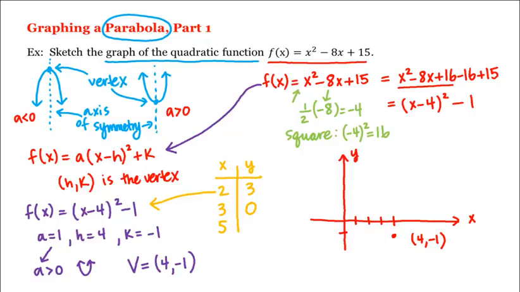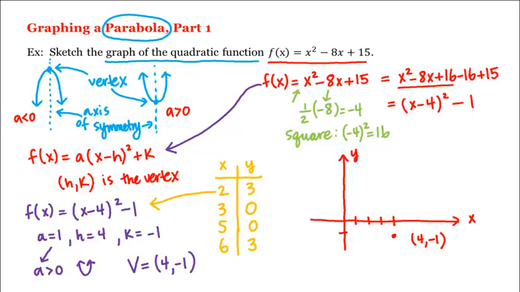And when x is equal to 5, we have 5 minus 4 is 1, 1 squared is 1, and 1 minus 1 is 0. And then when x is equal to 6, we have 6 minus 4, which is 2. 2 squared is 4, and 4 minus 1 is 3.